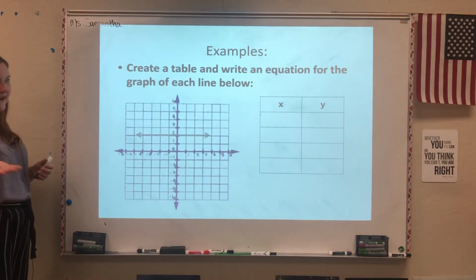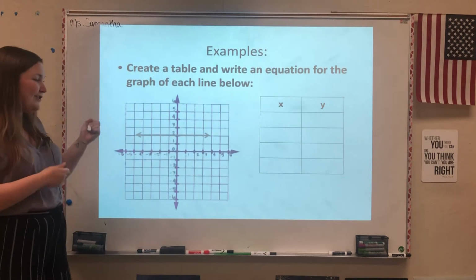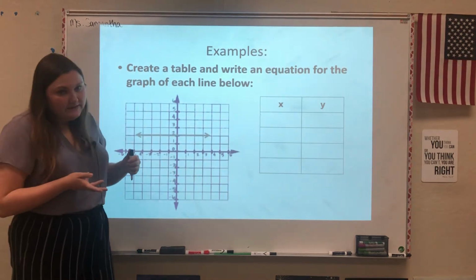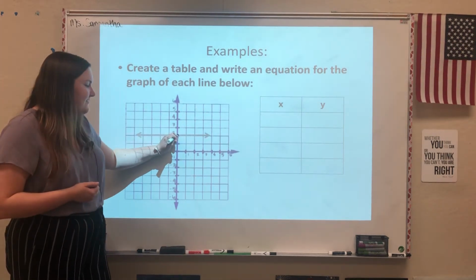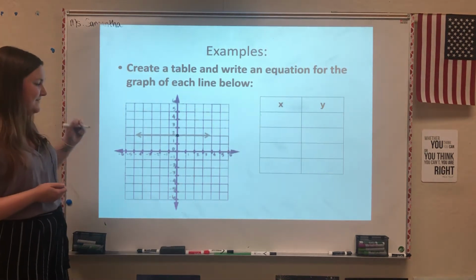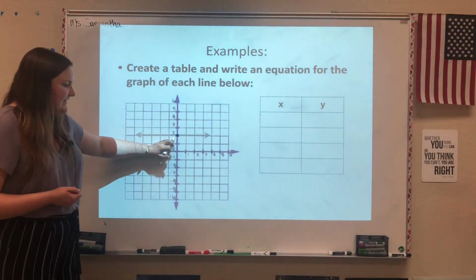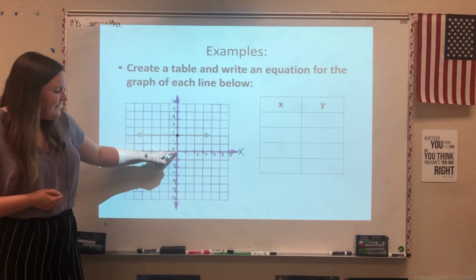If you're ever trying to write a table from a line in a graph, all you're going to need is to pick out some points that are on the line. So for example, I could start right here with that point in the middle of the line. That's at our y-intercept. If I want to write the point for this, I need to see where the point is on our x-axis. That would be at the number 0.